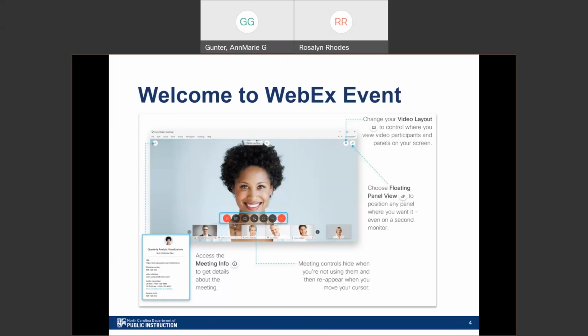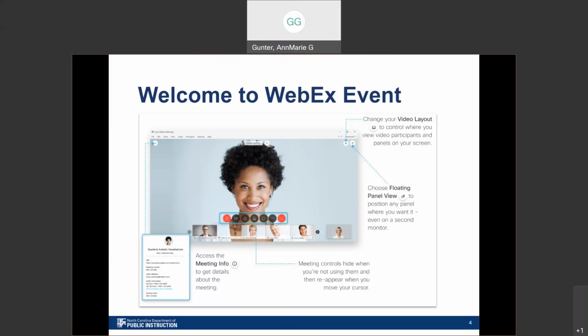You can choose a floating panel view and position the panel in different places on your screen to where you're comfortable. There in the middle, you'll see the meeting controls. Those usually are hidden when you're not using them, so you may have to mouse over them to make them appear when you want them. But there are several to note there. The first, of course, are some of the middle ones where you can click on them and go to the chat box and things like that.